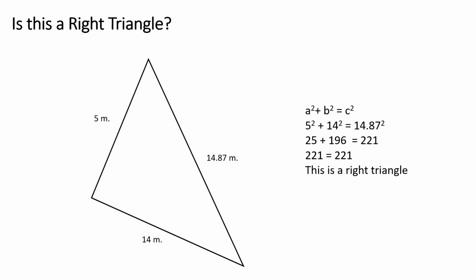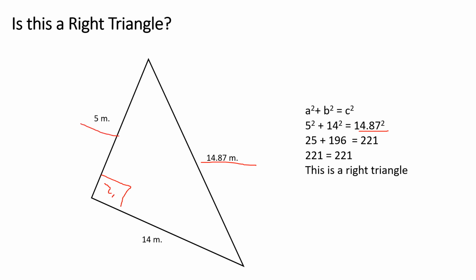Let's check this one. I'm going to do what I did before. I've got sides A, B, and C. Ultimately, my longest side is 14.87. That's going to be my C squared, because that's the longest side, and we'll see if it's opposite of this potentially right angle here.